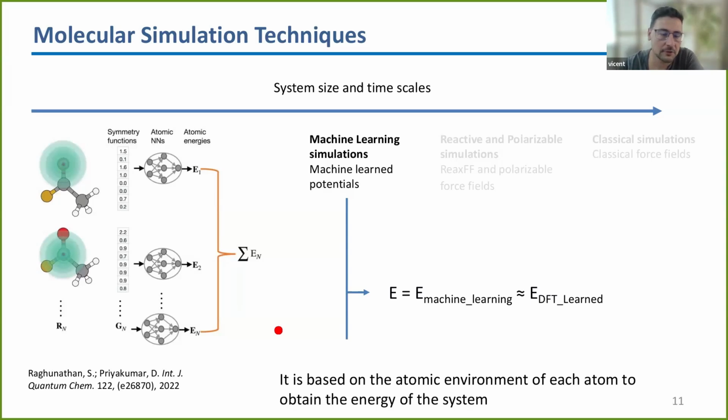And using normally a neural network, the architecture learns how an atom has to behave when it has other types of atoms around. So for each atom, we have atomic energies, and the summation of all the energies gives us the total energy of the system. This is the main property that we are always looking for. So let's say that the energy of a machine learning simulation comes from the learning of DFT calculations.